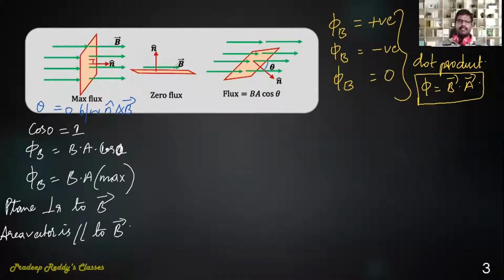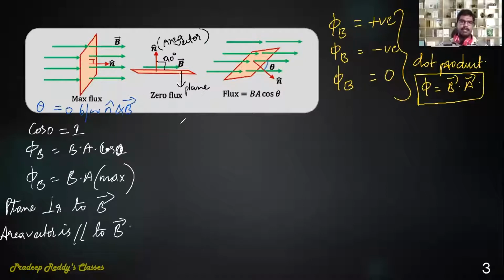Now let us discuss the second case. See here, this is plane. This is plane of the area. Now for this plane, perpendicular will be area vector. This is area vector. It is 90 degrees. Magnetic field and area vector both are inclined by an angle of 90 degrees.